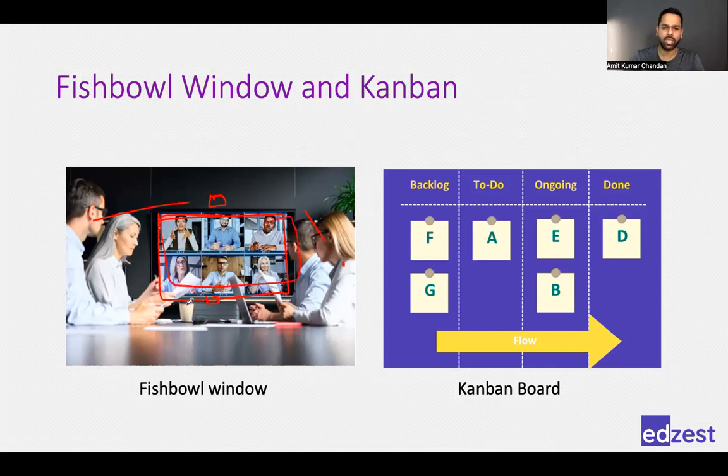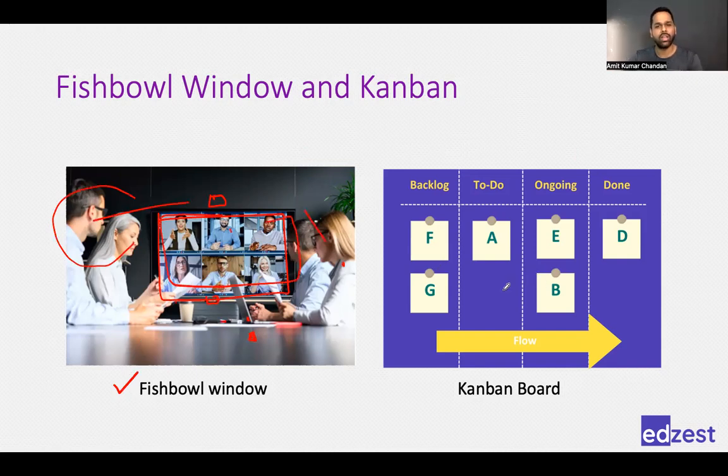Whenever the team is working, whenever they want to discuss, they can just press a button on the table and start talking to that person. So it is like replicating an in-person environment, even when the team members are remote. That is what is called a fishbowl window, a good agile tool for virtual teams.